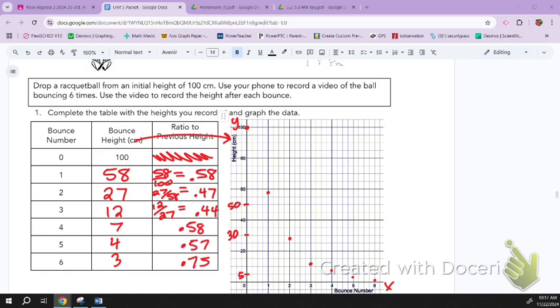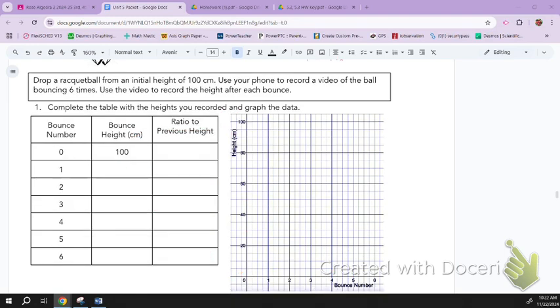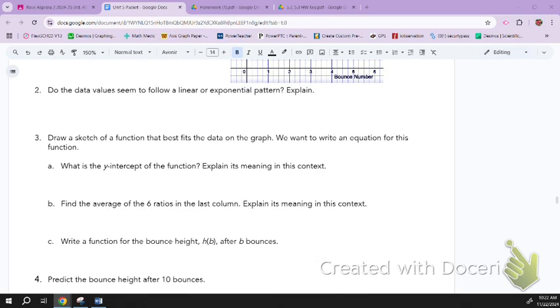If you had to guess, what do you think the multiplier is? About half? Yeah, 0.5. Let's start answering the questions. Number 2. Does the data seem to follow a linear or exponential pattern? Exponential. Yeah, it's going to be exponential decay. Exponential decay. So we'll answer that question.